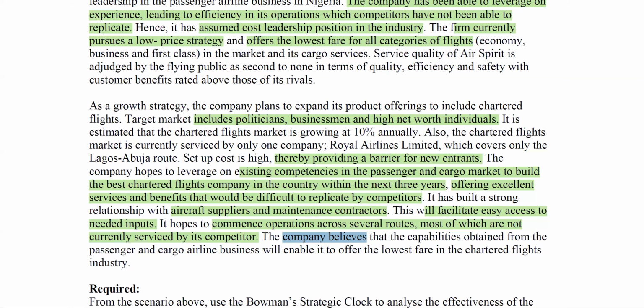The company believes that the capabilities obtained from passenger cargo airline business will enable it to offer the lowest fare in the chartered flight industry. So you see, though it is going into the chartered flight, which is an expensive area, it still wants to go with the lowest fare. So what kind of strategy is it trying to pursue here? Yes, we just learned this. What kind of strategy is it trying to pursue?